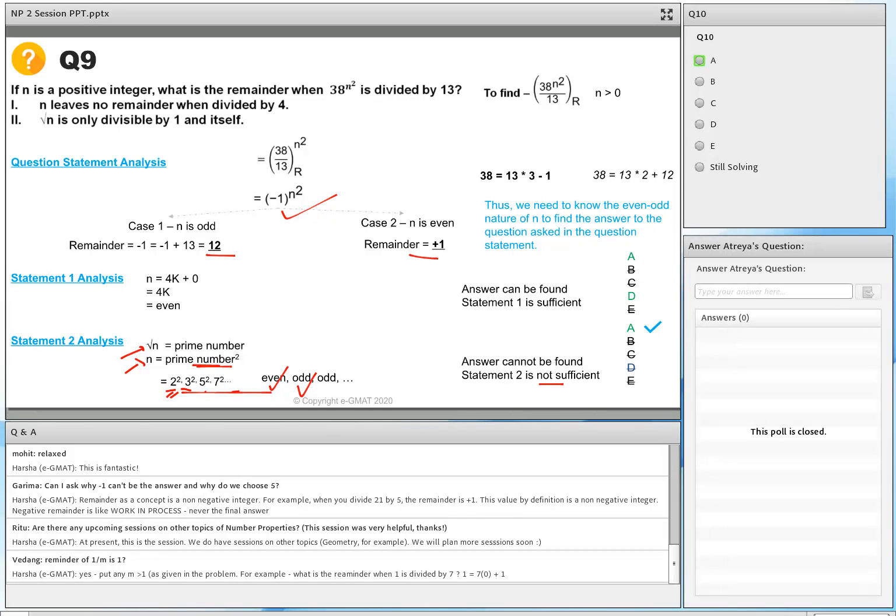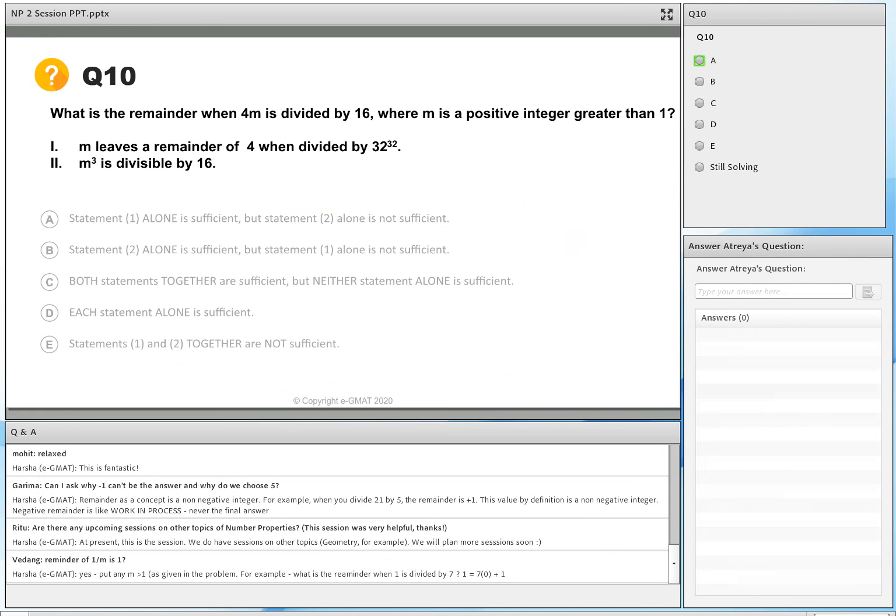Keep this thing in your head and then we'll move on to mark this answer. All right. Question number 10. All the best, all of you.